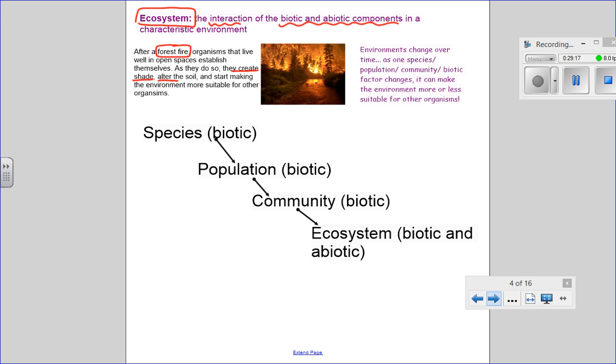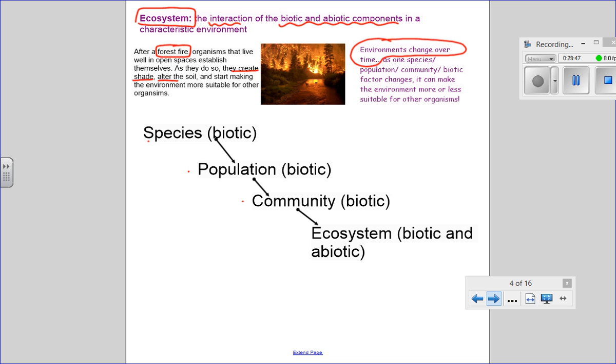Which will affect the abiotic factors again. So the key thing is this. The environment changes over time. It has to. And organisms survive depending on this big, complex group of conditions. So if one species or population or community or biotic factor changes, then that changes the environment for everything else that lives there as well.